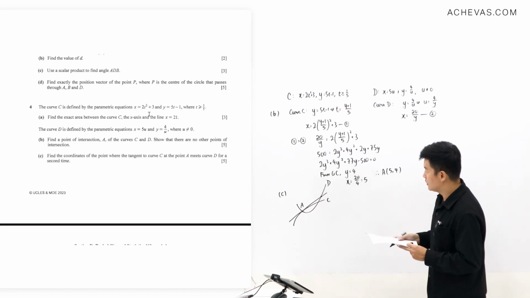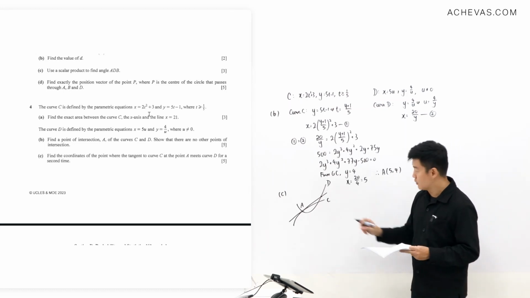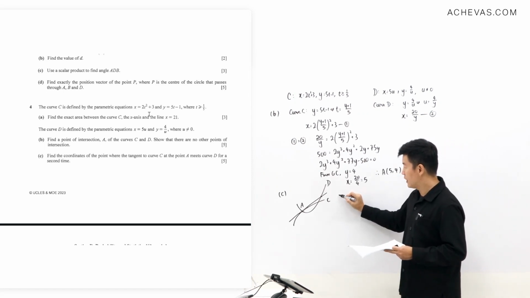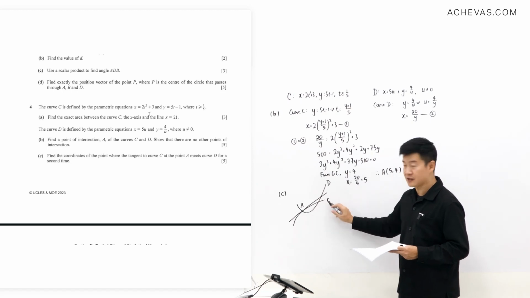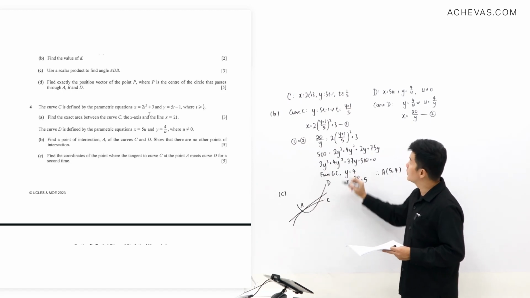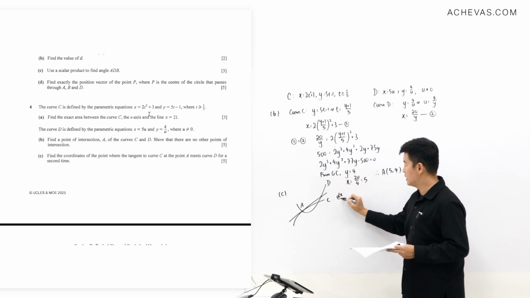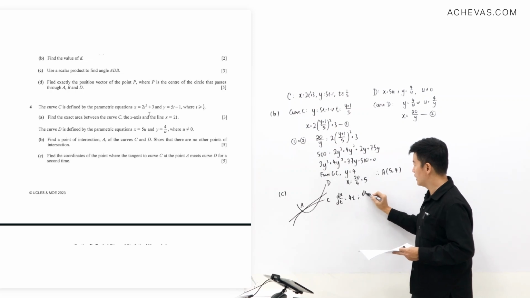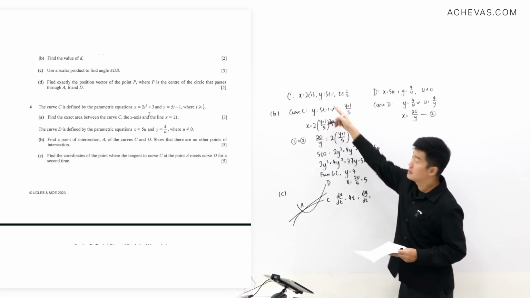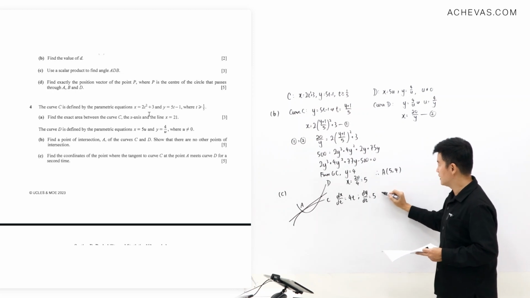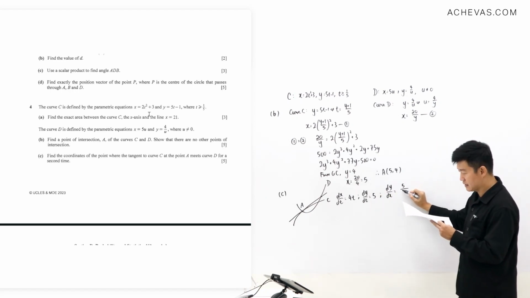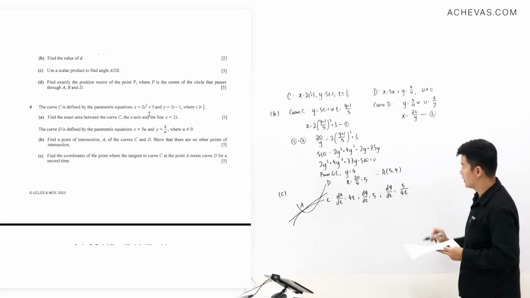So the first thing that I will try to do is to find the equation of the tangent at point A. To do that, I am going to find dy/dx for curve C. To find dy/dx for curve C, I will first find dx/dt. dx/dt is going to be equal to 4t. I will find dy/dt. dy/dt is equal to 5, and this will help me to find dy/dx. dy/dx is going to be dy/dt divided by dx/dt. So it will be this.